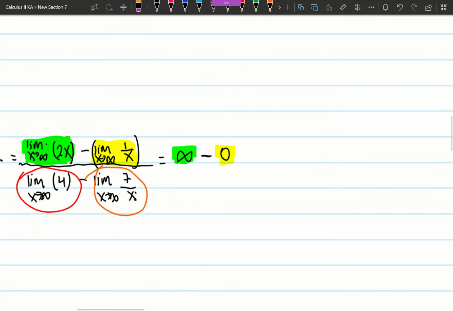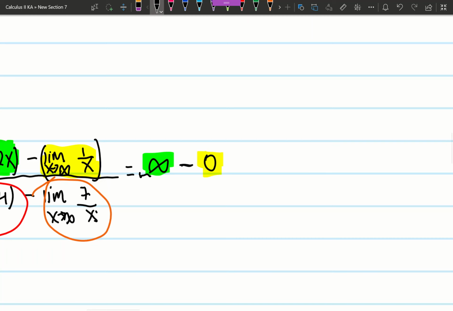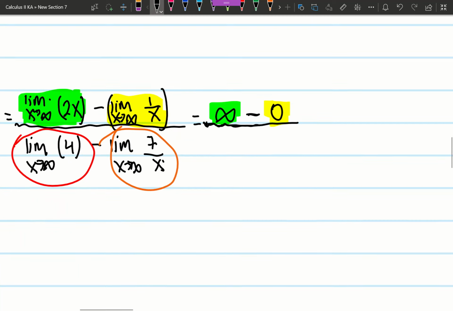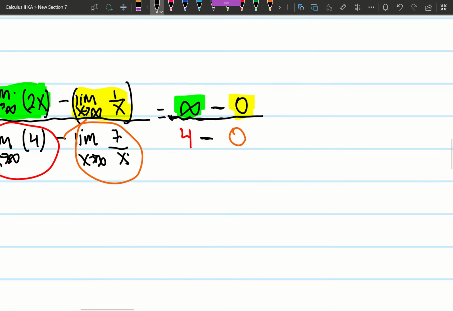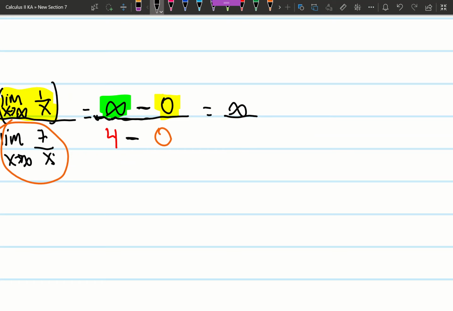And so then we put it over, and the limit as x approaches infinity of 4 is 4, so it's 4 minus the limit as x approaches infinity of 7 over x, so we're going to have 4 minus 0. This is going to be 0 here, and then finally we're going to have infinity over 4.